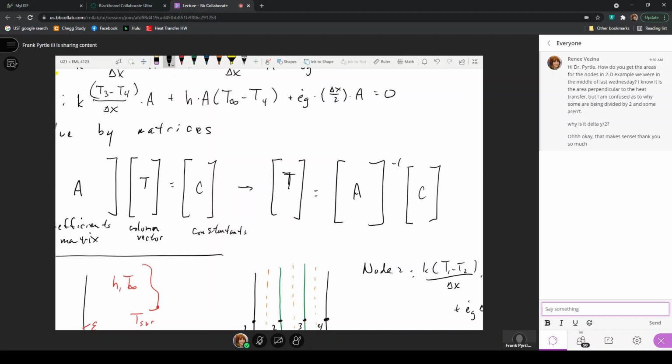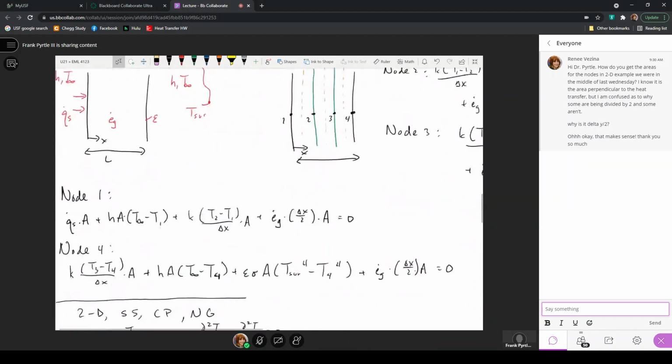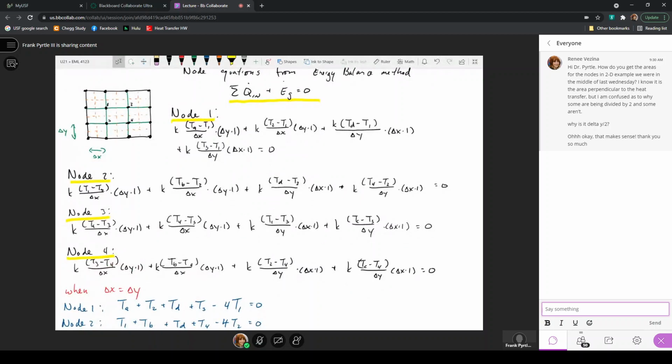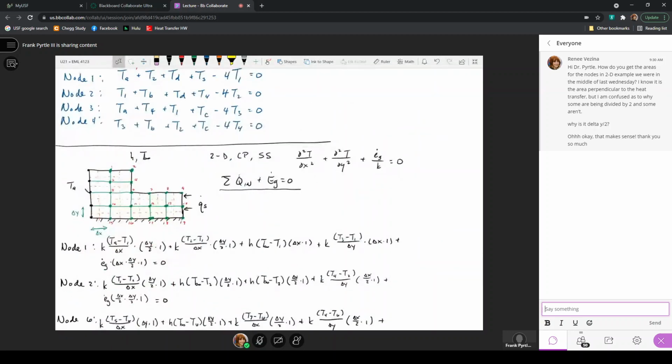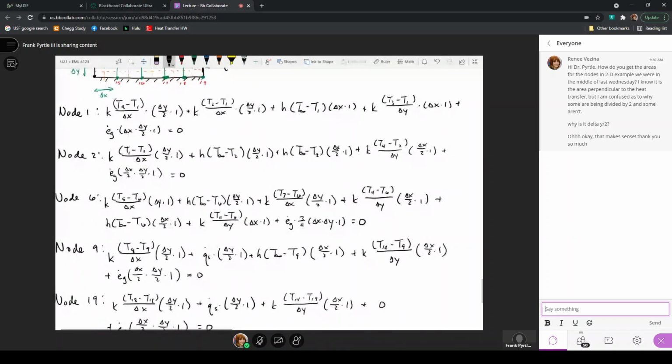Now that's what's actually happening in the background if you're using something like an equation solver. So if you use something like MathCAD or any other package that has equation solvers, once you've written all of these equations, you don't have to go through the trouble of identifying the coefficients. It would do that for you, and in the background, it would solve the equations by that method.